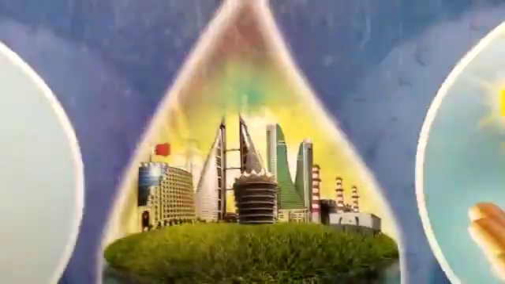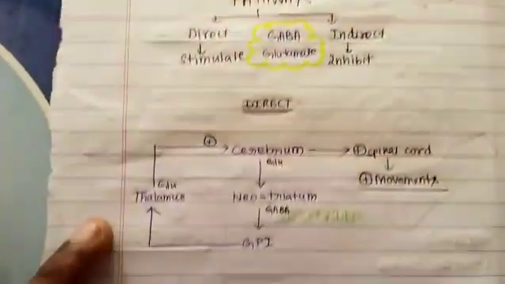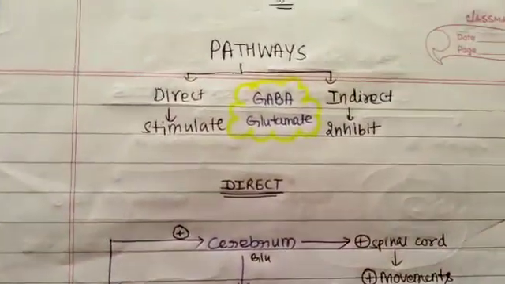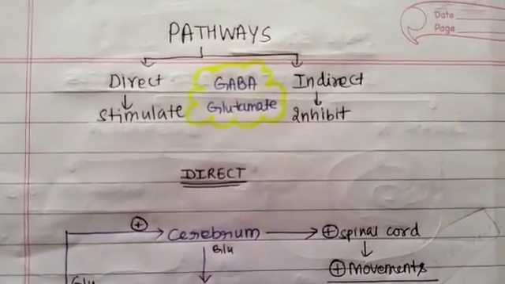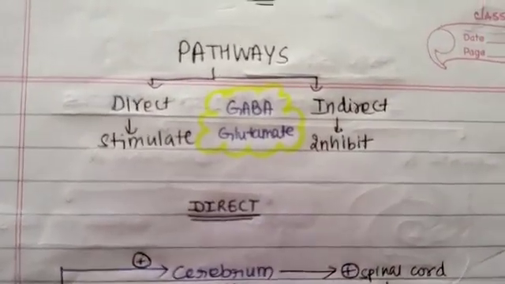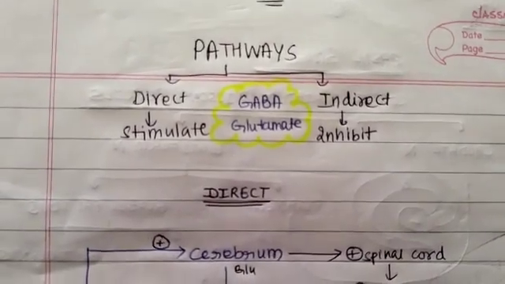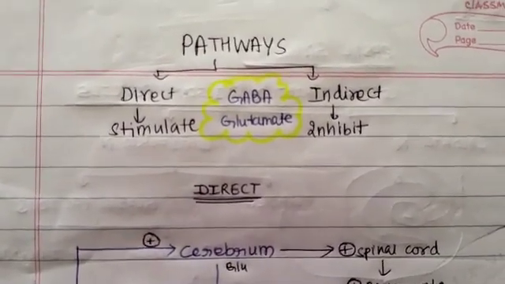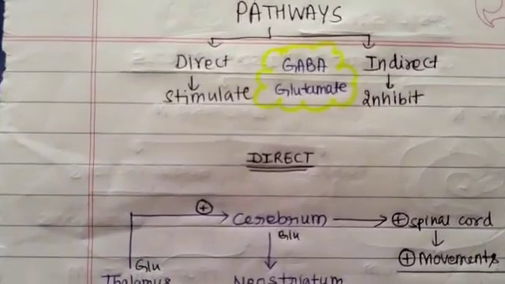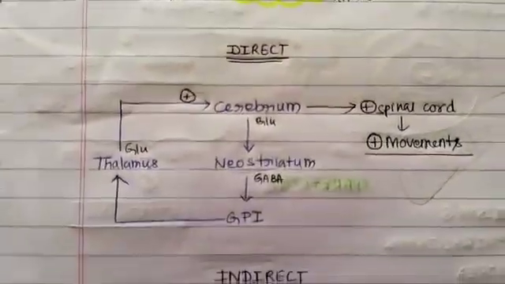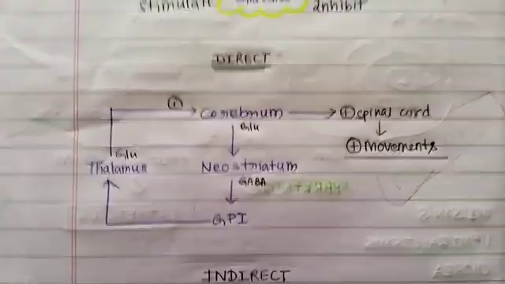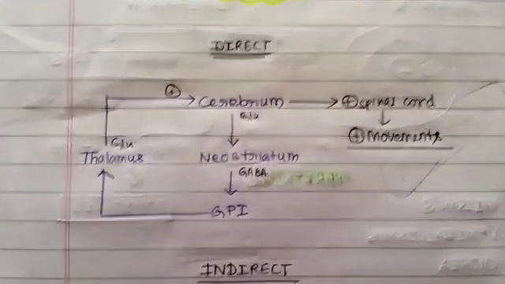Now let us study the pathways. We have direct pathway and indirect pathway. So remember two neurotransmitters, GABA and glutamate. These two neurotransmitters are related to this pathway. Remember, direct pathway always stimulates, indirect pathway always inhibits the movement. Coming to direct pathway, it is a very simple pathway and very simple to understand.